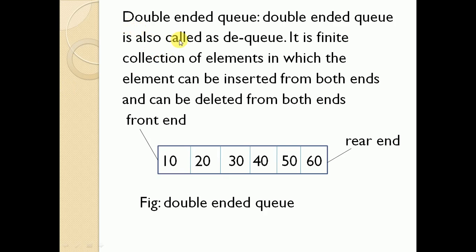Third type is the double-ended queue, also called a D queue. It is a finite collection of elements in which elements can be inserted from both ends, that is, from the front end and from the rear end. Elements can also be deleted from both ends. From the front end you can delete or insert an element, and from the rear end you can also delete or insert an element. That's why it is named a D queue. So these are the types of queues.